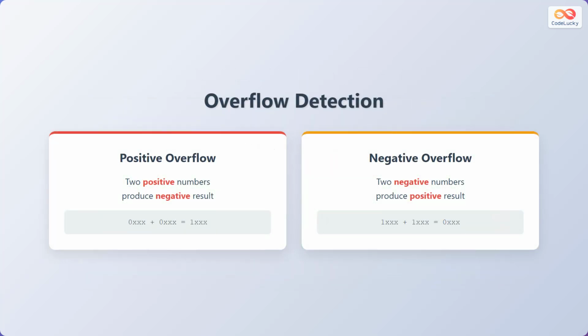Overflow occurs when the result of an arithmetic operation exceeds the range of values that can be represented with the available number of bits. In 2's complement arithmetic, overflow can be detected by observing the signs of the operands and the result. Positive overflow occurs when two positive numbers produce a negative result. For example, 0xxx plus 0xxx equals 1xxx, where x represents a binary digit. Negative overflow occurs when two negative numbers produce a positive result. For example, 1xxx plus 1xxx equals 0xxx.